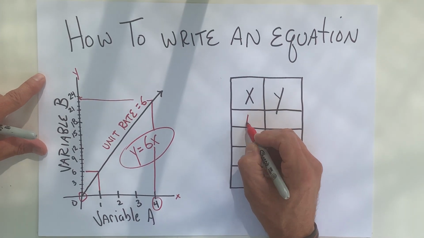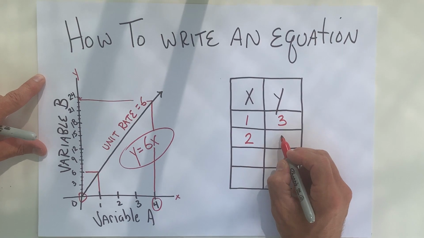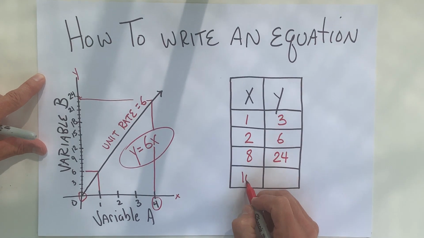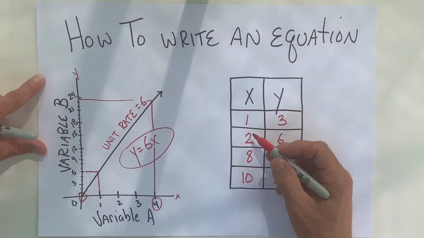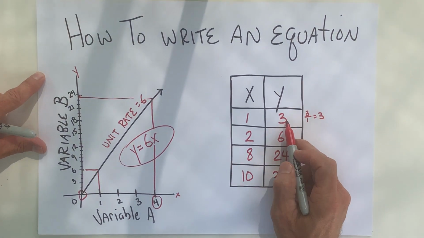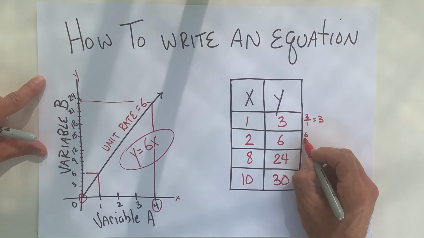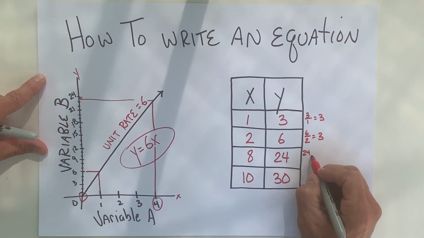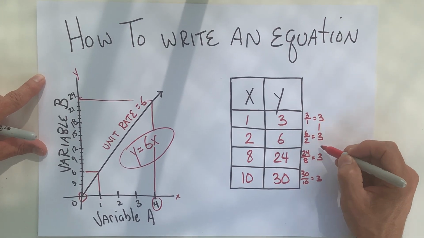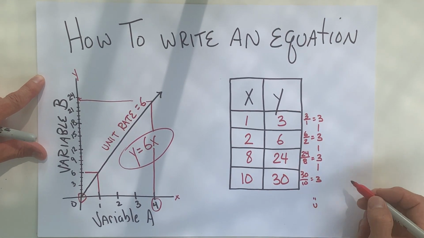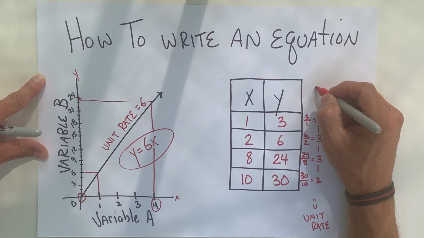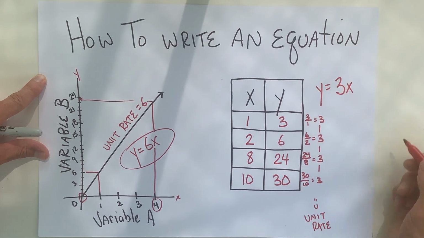And here we go, one more. How about 1 and 3, 2 and 6, 8 and 24, 10 and 30. So these numbers don't necessarily have a specific pattern to them, but I know they're proportional because 3 divided by 1 is 3. Again, y divided by x. 6 divided by 2 is 3. 24 divided by 8 is 3. And 30 divided by 10 is 3. The fact that these are all the same means they are proportional. That means that they are my unit rate. And if they're my unit rate, you can guess that my equation is y equals 3x.